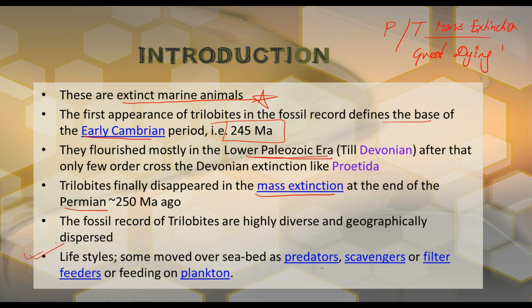So let's see their lifestyle. They generally moved over the seabed. We know that's why they are benthonic in nature. They are predators, scavengers, filter feeders, or feeding on the planktons. Planktons are generally small plants like seaweeds, and zooplanktons, which are small organisms. So guys, you know about the filter feeder. It means suppose any organism lives in the ocean and they feed on the suspended particles, right?